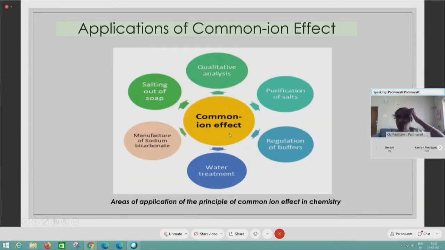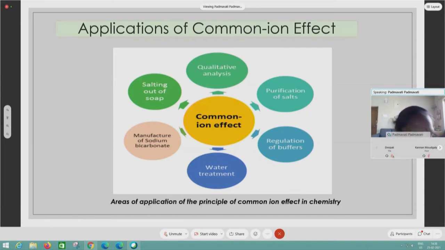And we have various applications of common ion effect. One is semi-micro analysis or qualitative analysis of the ions that are there. And you can go for purification of salts. And then you can also go for salting out of soap, that is preparation of soaps. And then in the manufacture of sodium bicarbonate and sodium carbonate in the Solvay process. In the Solvay process, the sodium bicarbonate reaction results in precipitation, and as a result, common ion effect is important in this only when compared to preparation of sodium carbonate. Then we have water treatment, regulation of buffers.